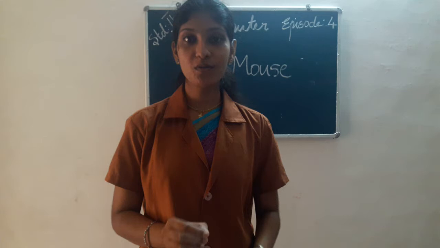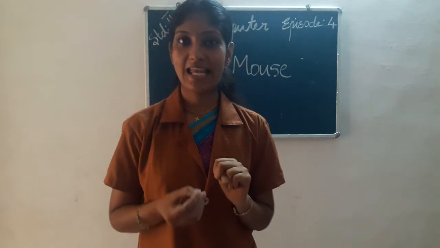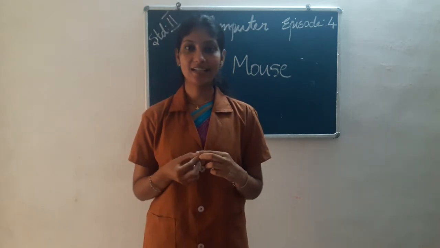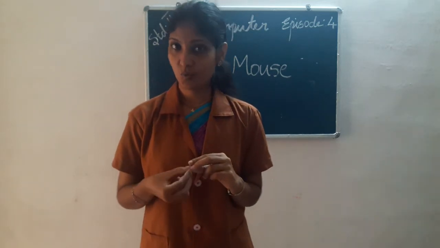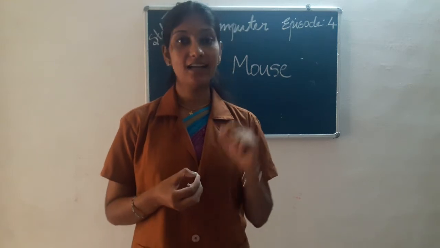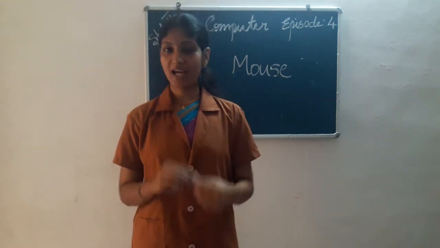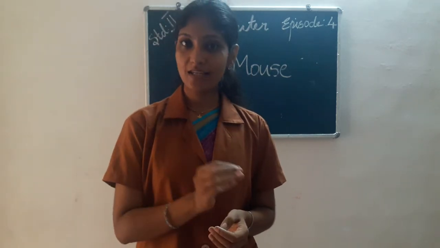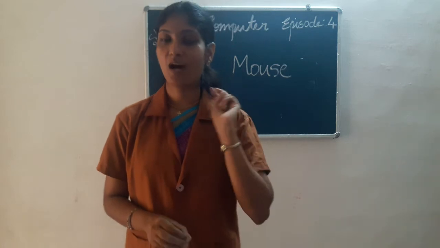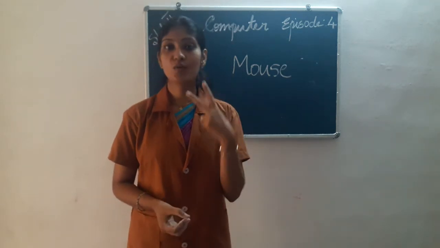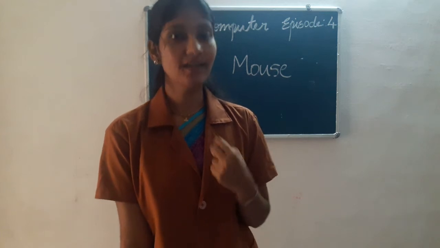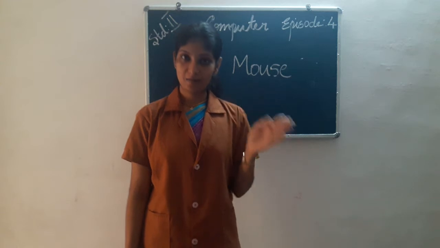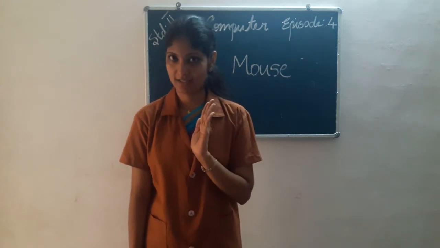And in a mouse there are two buttons, a left button and a right button. So how many buttons are there in a mouse? There are two buttons. What are they? They are the left button and the right button. And also there is a scrolling wheel in between these two buttons.